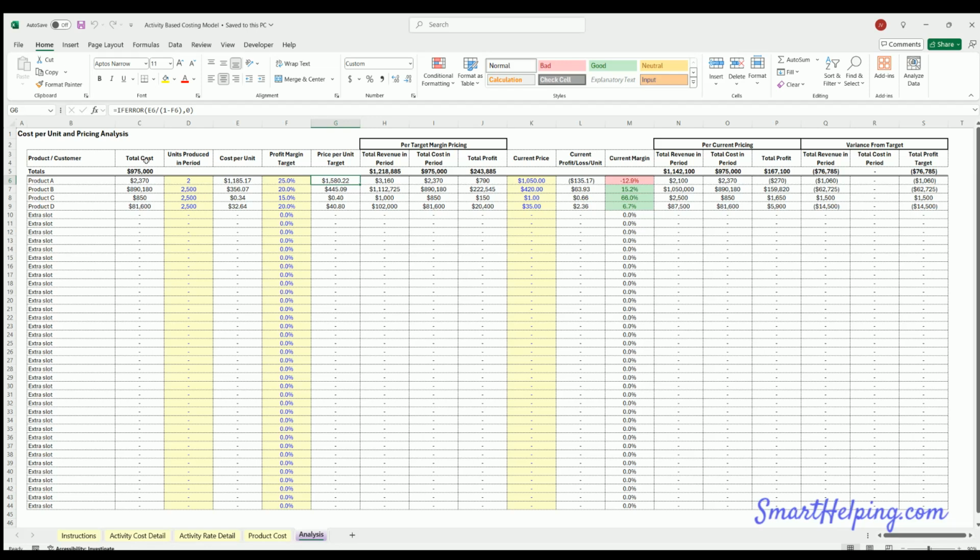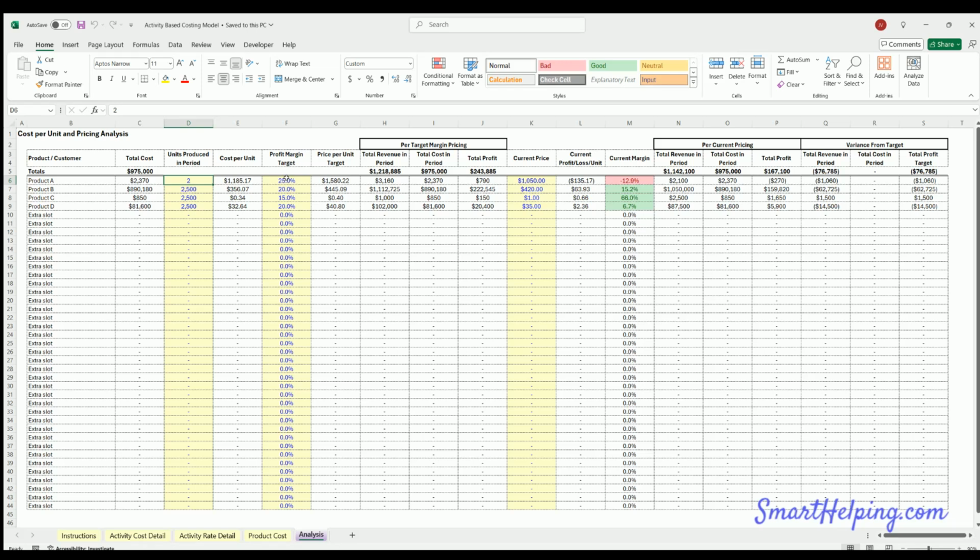So first we want to say, now that we know the cost for each product, which is right here, we want to know how many units were actually produced during the year. And then we can understand what our cost per unit was. So we know every unit, in this one, cost us $2,370 for product A. We produced 2 units, so our unit cost was $1,185.17.